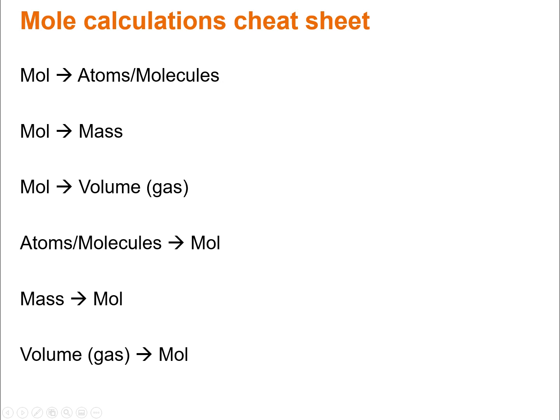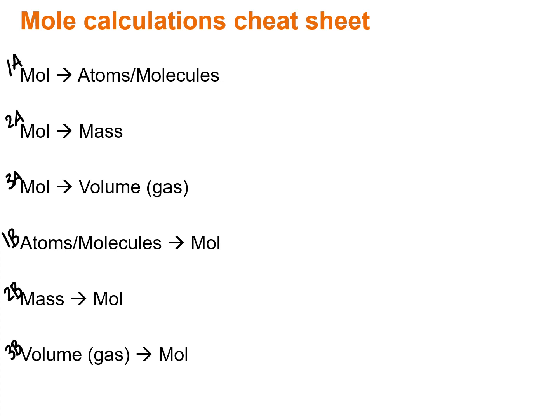So what you already see listed here are the different problem types that we did. I'm going to label them now. So I'm labeling them A and B because I have the forward and reverse. So they're kind of like pairs. For example, 1A is moles to atoms or molecules. The reverse of that is the B, atoms or molecules to moles.